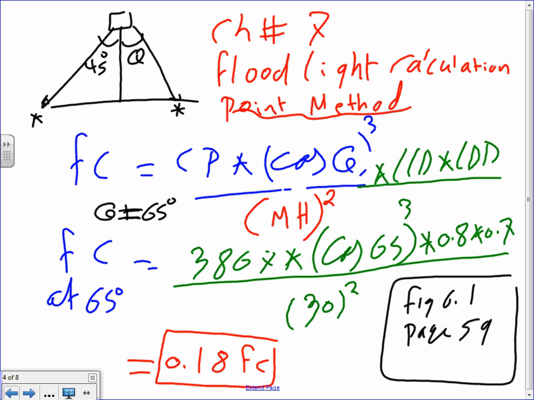I need a thumbs up, Chad. We know how to do that. So that's basically the formula we've done before. The only difference is this is coming from Fig 6.1, page 59. Any comments, guys? Any questions about floodlight point-to-point calculation? Floodlight point-to-point calculation. That's it. If you read through this chapter, that's basically what this chapter is.